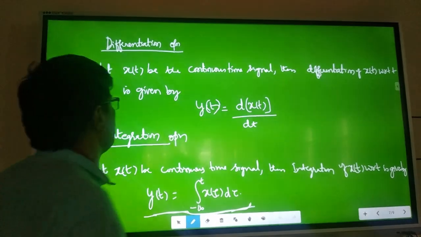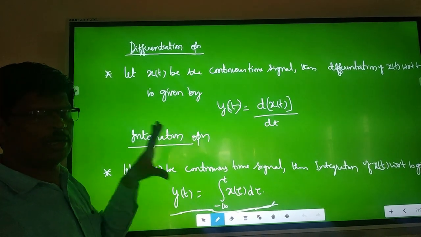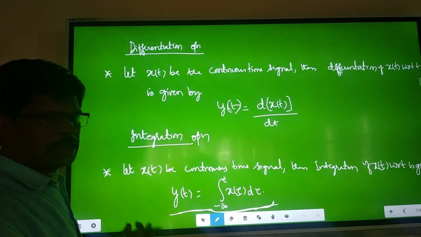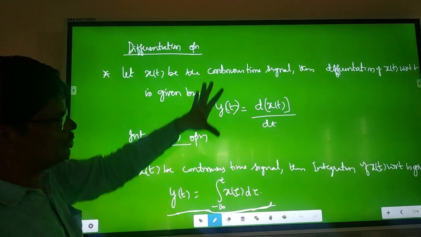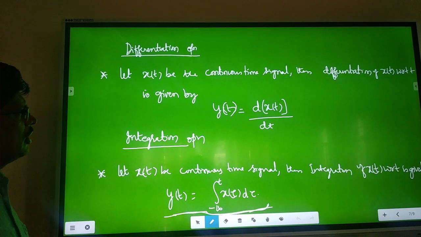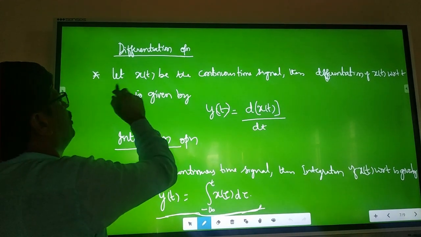Now, lastly, the differentiation and integration operations. They are very, very important operations in signal processing. You will study these as a full unit in unit number 2, LTI systems. Right now, for the time being, let us study them a little.